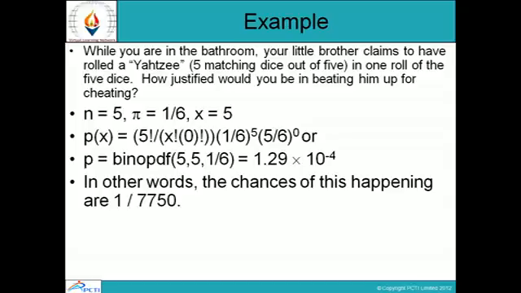Here n equals 5, pi equals 1/6, x equals 5. So P(x) equals factorial 5 upon x factorial into 0 factorial, multiplied by (1/6) to the power 5, multiplied by (5/6) to the power 0. So p equals 1.29 × 10 to the power minus 4. In other words, the chances of this happening are 1 in 7750.